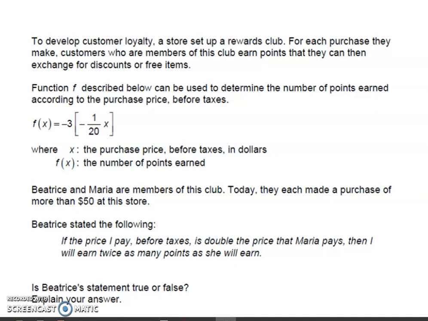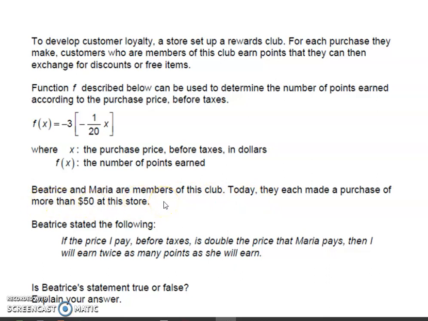This is the first of the old exam questions, and it's a common one. So I'll take you through how to do this. The premise is that there is a greatest integer function rule that determines the number of points you earn based on your purchase price. It says Beatrice and Maria are members. Today they each made a purchase of more than $50 at the store.